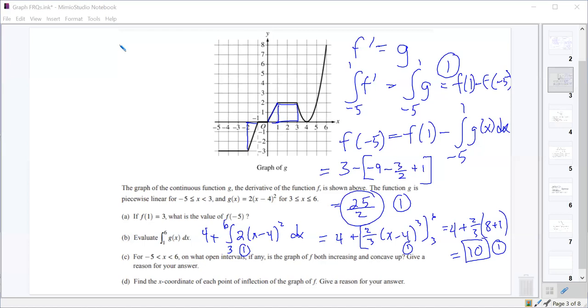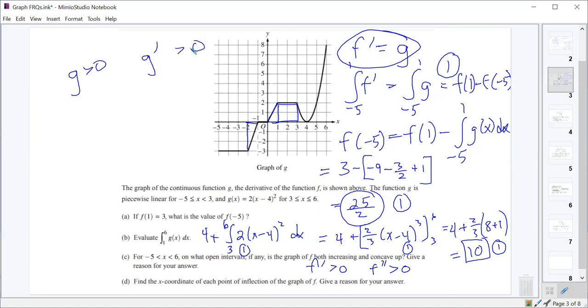Sorry about that. All right, let's get back to part C. From -5 to 6, we're looking for places where f is increasing and where f is concave up. If f is increasing, that tells us that f prime is positive. And if f is concave up, that tells us that f double prime is positive. So we can correlate that up here. F prime is g. So if f prime is positive, then g is positive. And if f double prime is positive, g prime needs to be positive.